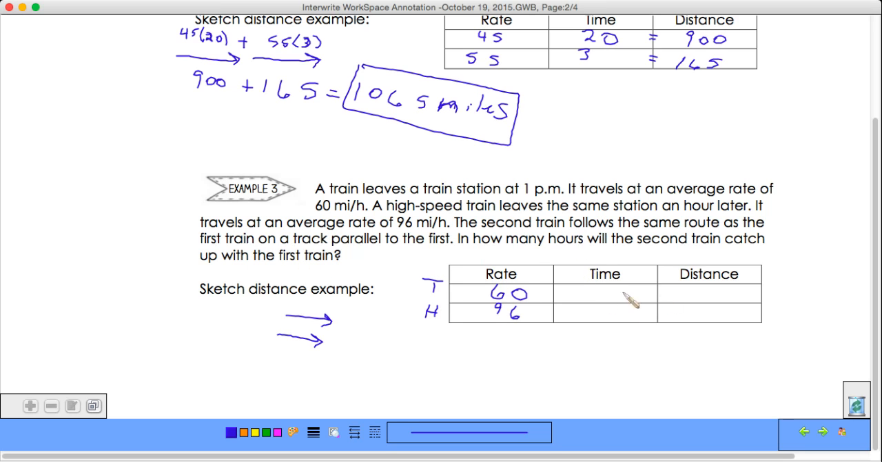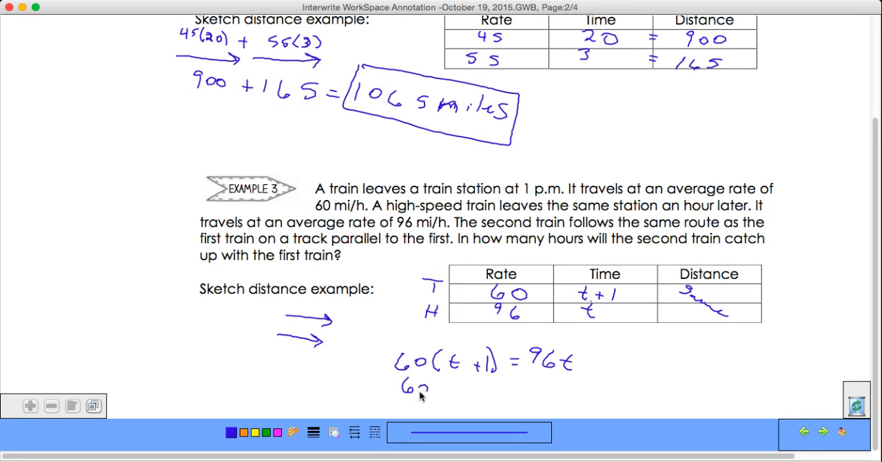Okay, I don't know how long the second train has been traveling, but I know that the first train has been traveling that long plus 1 more hour because it got started an hour earlier. I want to know when they're going to catch up, so I want to know when the distances are going to be the same or equal. So I'm going to have 60 times t plus 1, rate times time, and I want to know when it's equal to this distance, which is this rate times time.